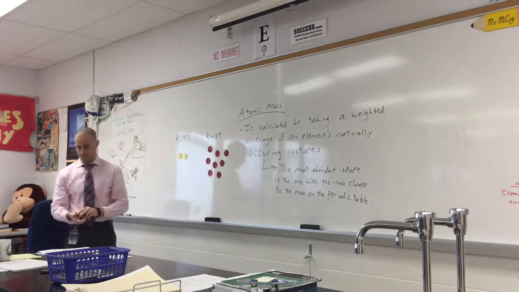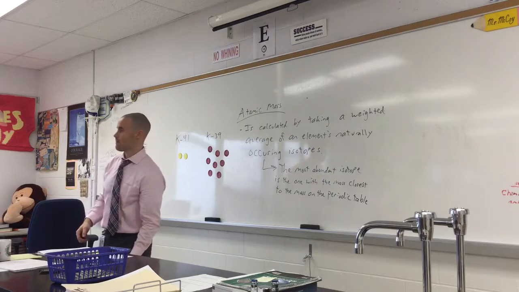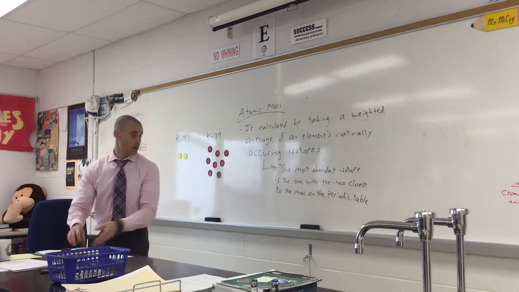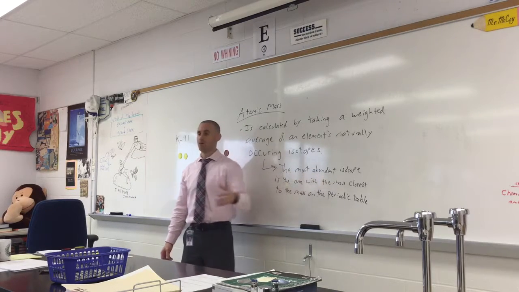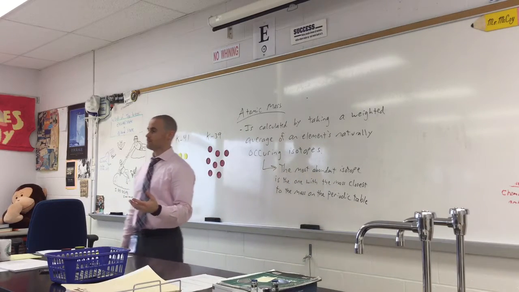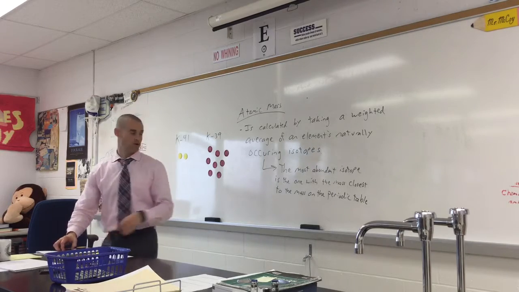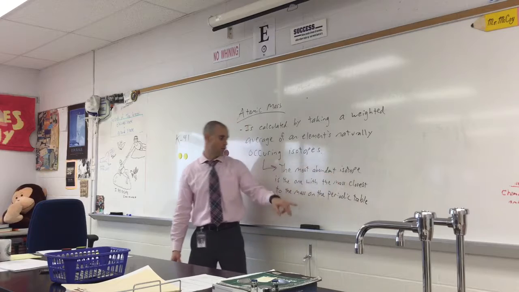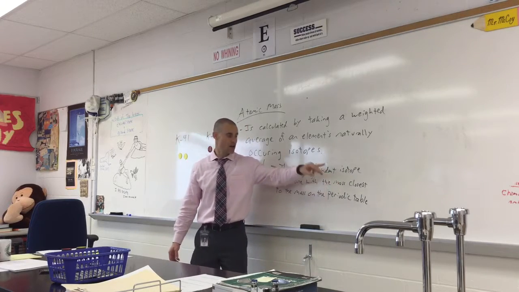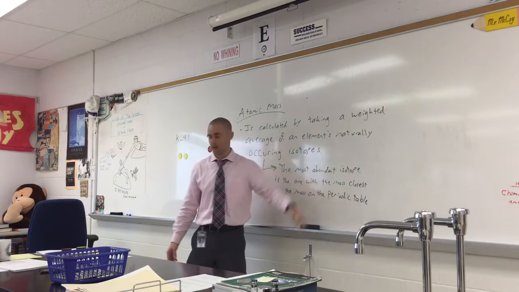Okay. We all got this stuff written down? Yep. Okay. So I need to explain this. Bottom one first. The most abundant. What does that mean? Most abundant. A lot of it, right? There's the most of that one. Okay. There's a lot of it. The most abundant isotope is the one with the mass closest to the mass on the periodic table.